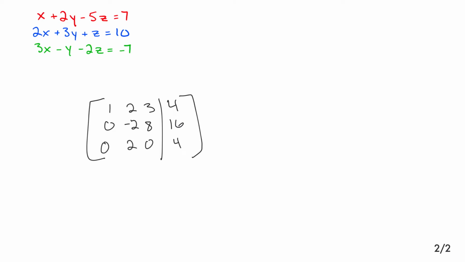The reason this is desirable is that in this third row we have 2 zeros, which means we have no x's and no z's, only y's and then the solution. If I translated that into an equation, it would be 2y equals 4, which gives me y is equal to 1.